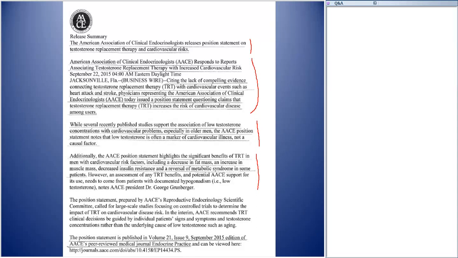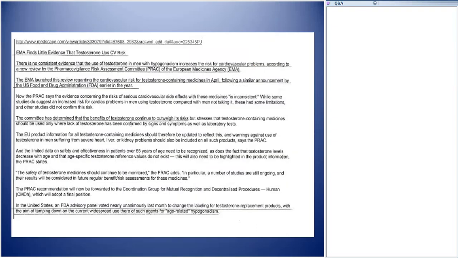Testosterone administration results in less fat, increase in muscle mass, decrease in insulin resistance, reversal of metabolic syndrome. So there's a multitude of studies showing beneficial effects as far as the risk factors, but ultimately you have to prove it with outcome studies. You can surmise it all day long, but eventually you have to prove it with outcome studies.